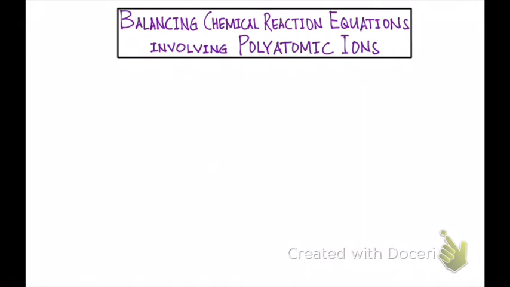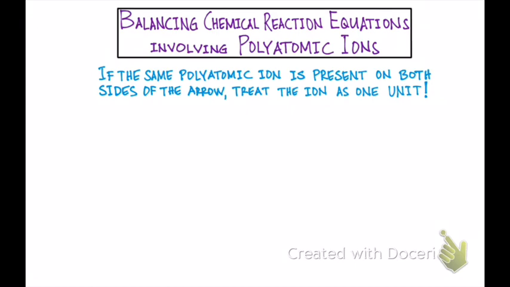Balancing chemical reactions involving polyatomic ions can be sometimes tricky. But one way to simplify this is to treat the polyatomic ion as one single unit, meaning you don't have to separate them into individual atoms, as long as that ion is present on both sides of the arrow.